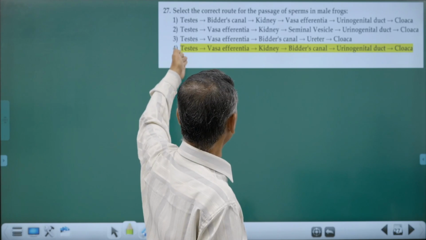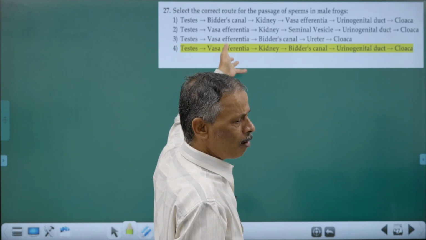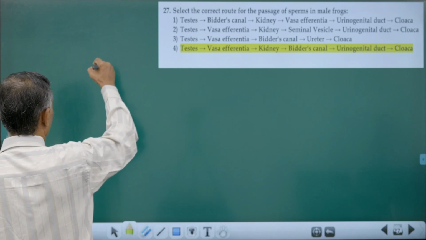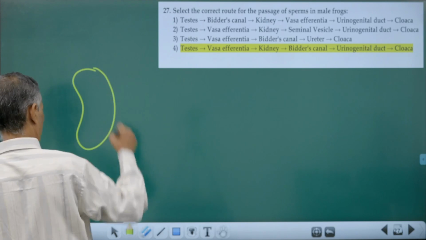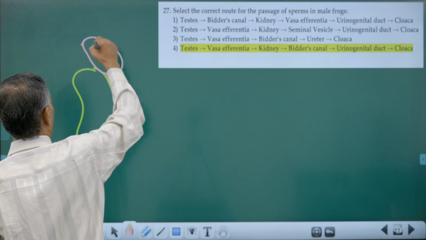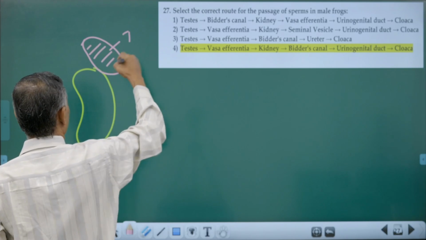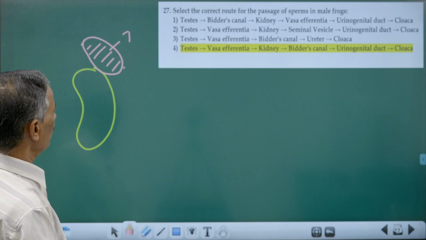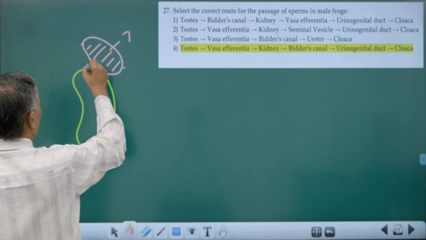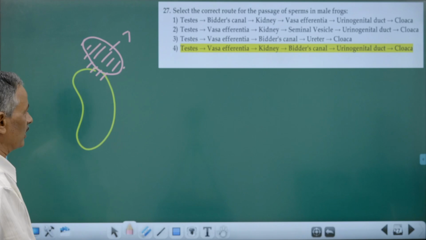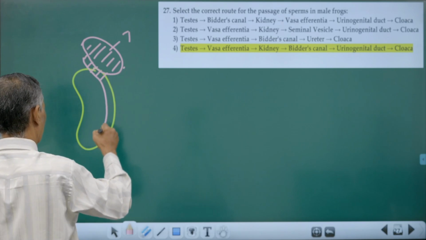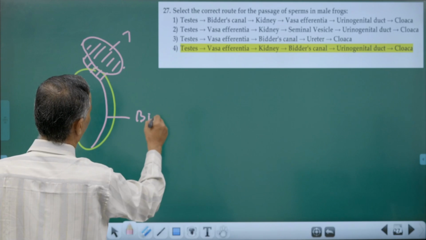Sperms are produced in the testes, and it is taken by a large number of tiny tubules. So for example, this is the testis. In the testis, you are having seminiferous tubules. From them, vasa efferentia. A small number of vasa efferentia tubes are arising. They will enter into the kidney, and they are all joining to form a bidder's canal.